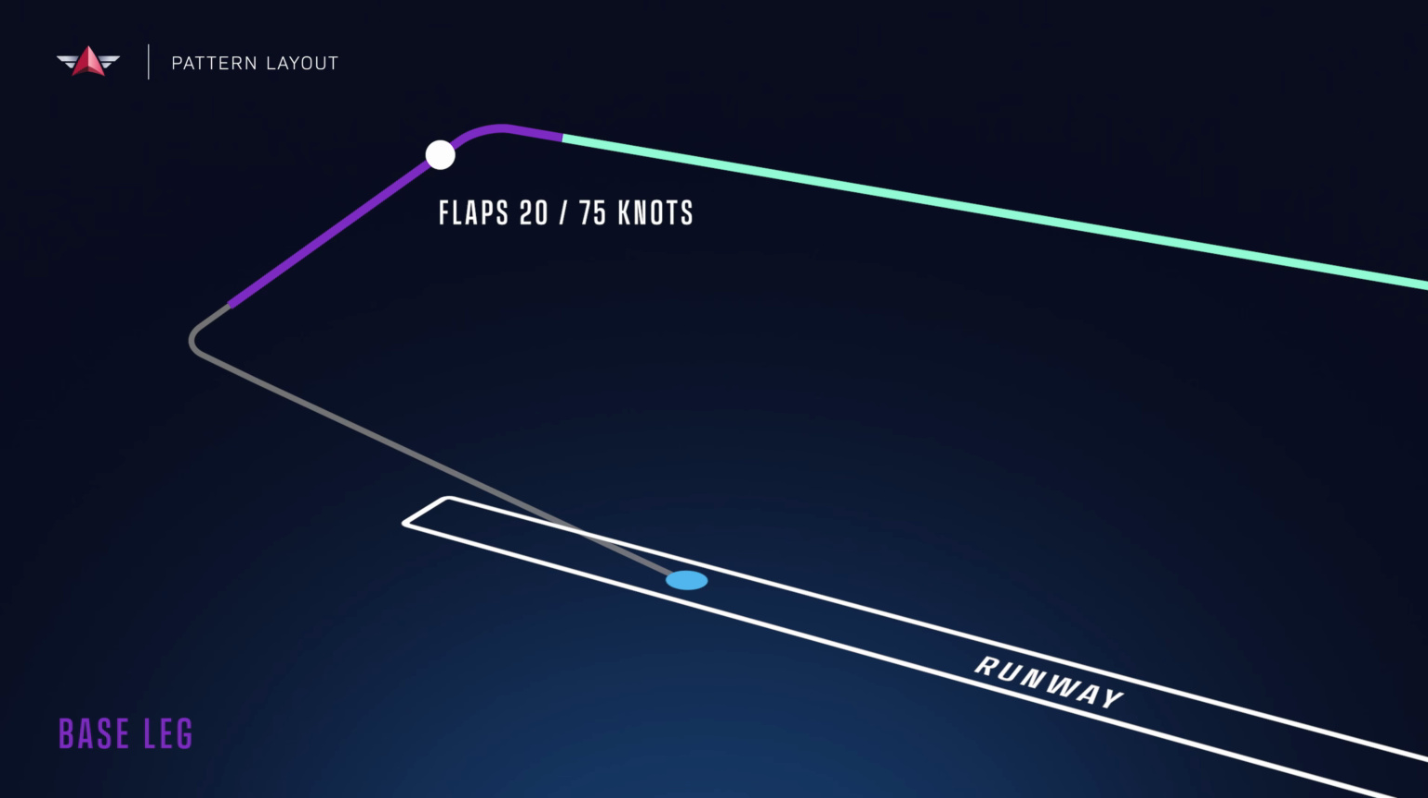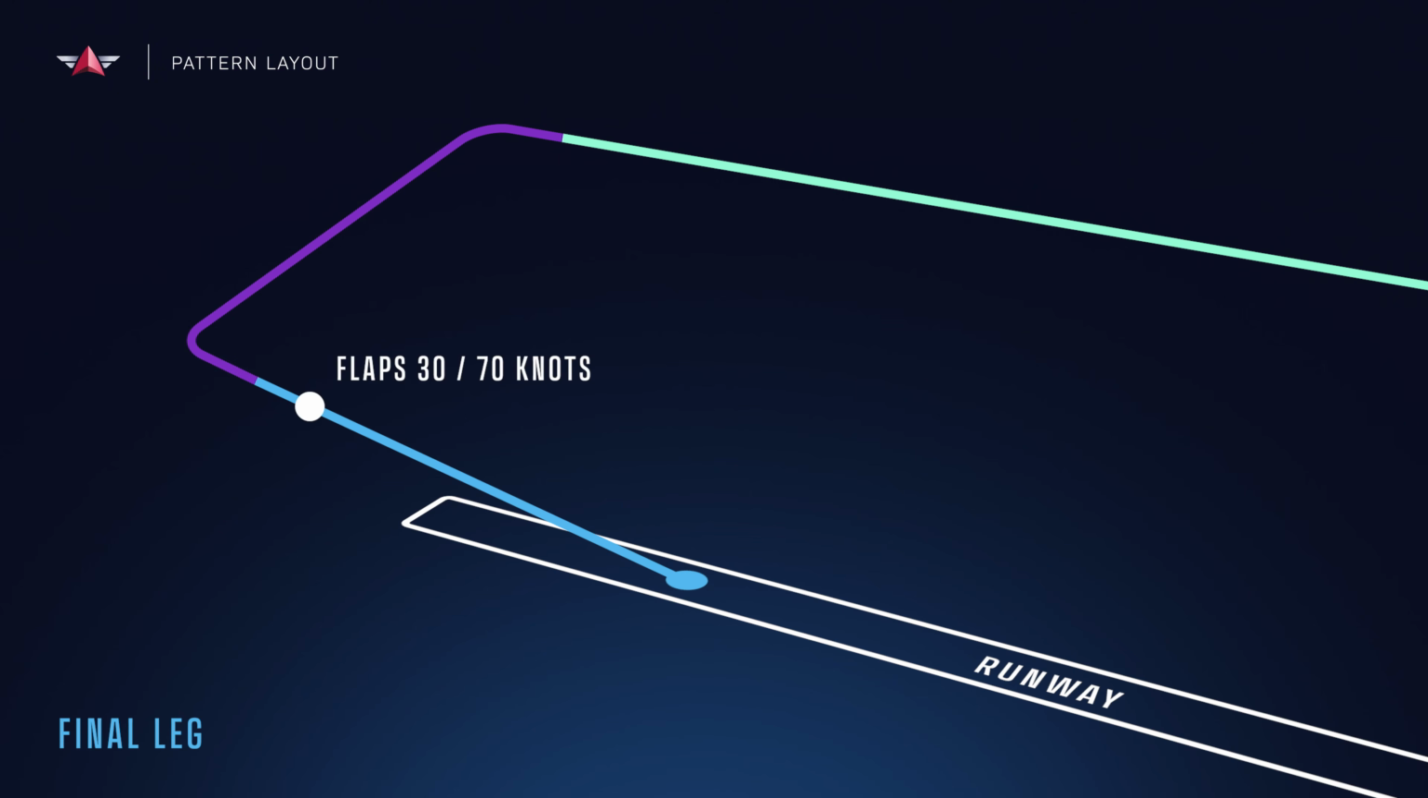The base leg is often a quite short leg, where the main goal is to reduce airspeed and start reducing altitude. Next is our final turn, and we will now find ourselves on the final leg. Here we select full landing flap and establish our approach speed at 70 knots. The goal from here on is to follow the 3-degree glide path with a maintained speed.